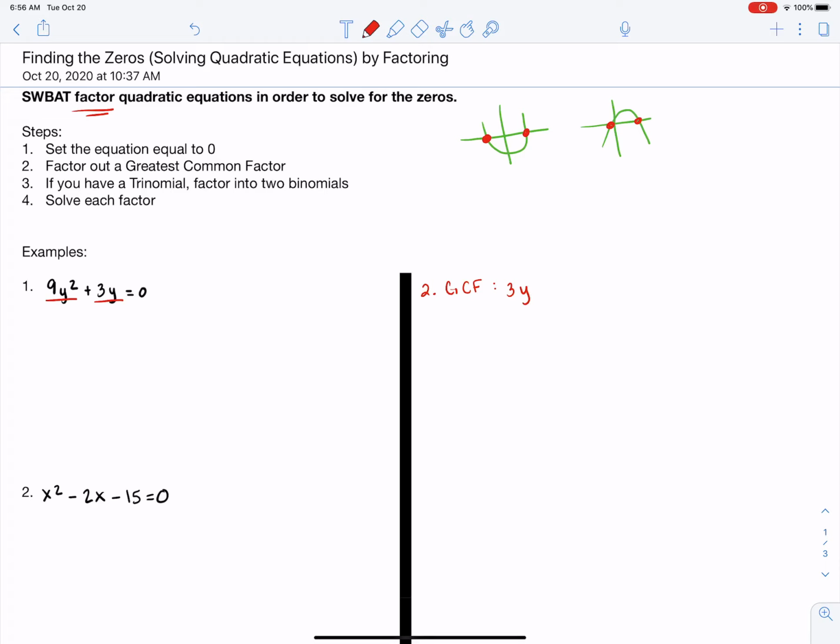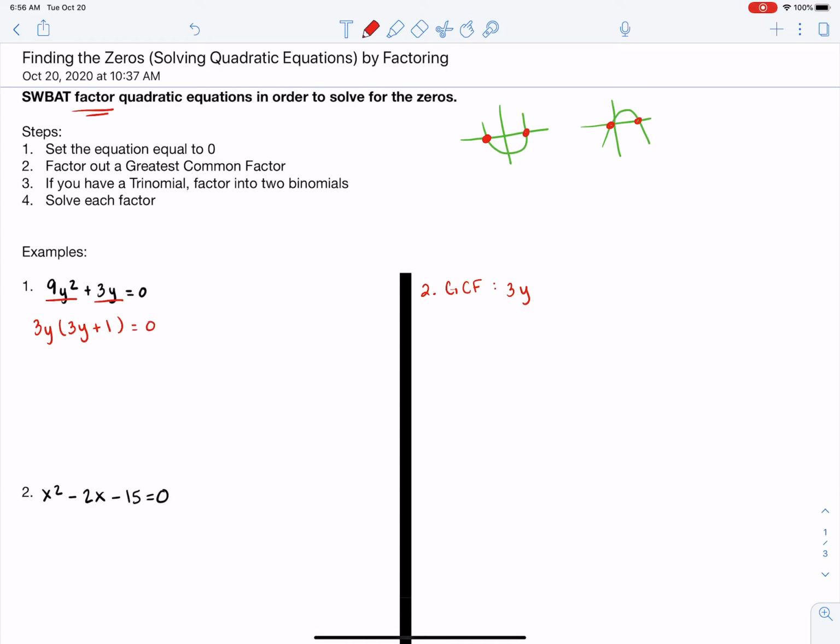So I'm going to take my greatest common factor and write it first. And then inside of parentheses, I'm going to write what I have left over. So 9 divided by 3 is 3. If I have y squared, but I take the 1 on the outside, I just have 1y left with it. 3 divided by 3 is 1. And the y I took on the outside. That's still equal to 0, okay?